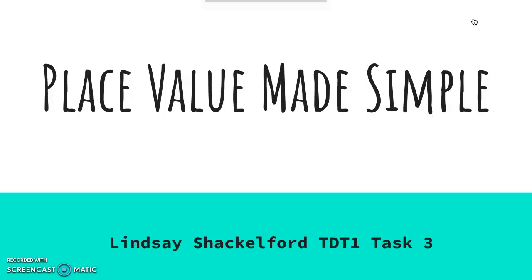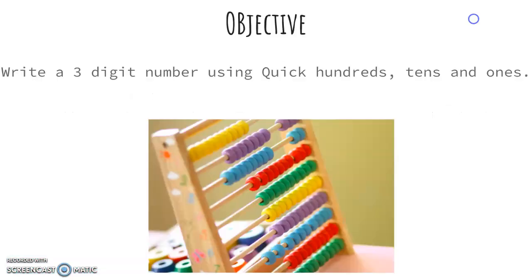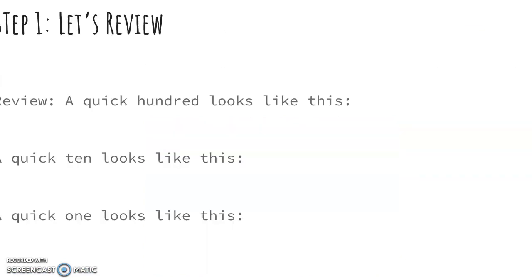Good morning, kids. Today we're going to have place value made simple, and we're going to work with our quick hundreds, quick tens, and quick ones. Our objective today is to write a 3-digit number using quick hundreds, tens, and ones. Let's review before we get started.